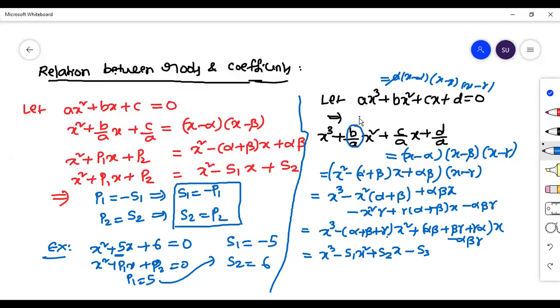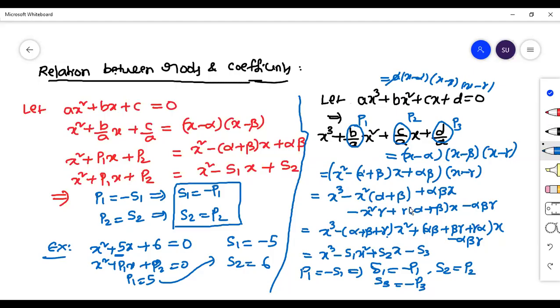This you can consider as P1, this as P2, this is P3. Now equate these two. X cube, okay. Now P1 is equal to minus S1, that implies S1 is equal to minus P1. In the same way, S2 will be P2, and S3 will be minus P3.